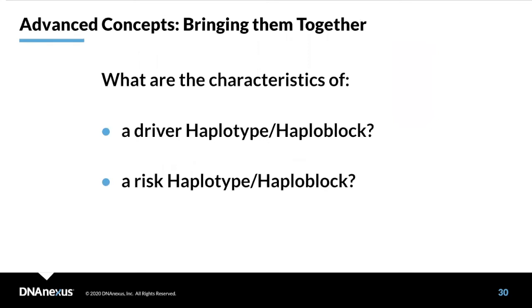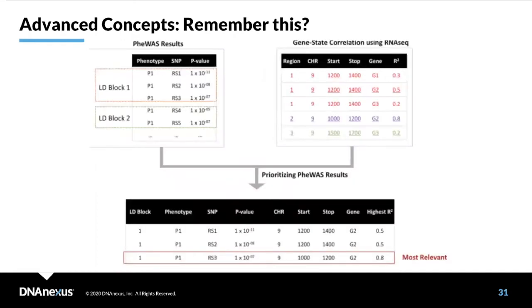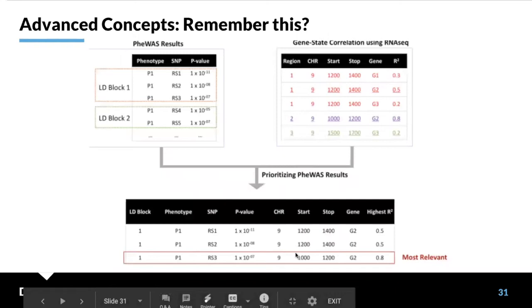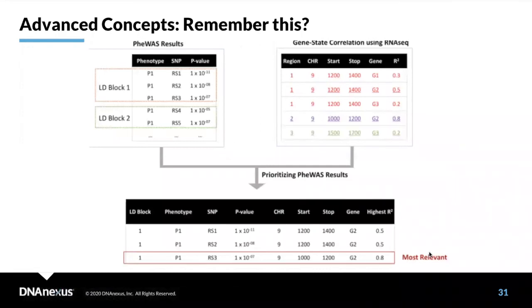So I want to bring some of these advanced concepts that I've been alluding to together, really thinking about the characteristics of driver haplotypes and haploblocks and risk haplotypes and haploblocks. That's really what we're typically driving for when we're doing GWAS and other similar analyses. So remember this, which comes from the FIWAS paper. What we see is that they took an early look at expression of haplotypes and used that to prioritize what was most important.